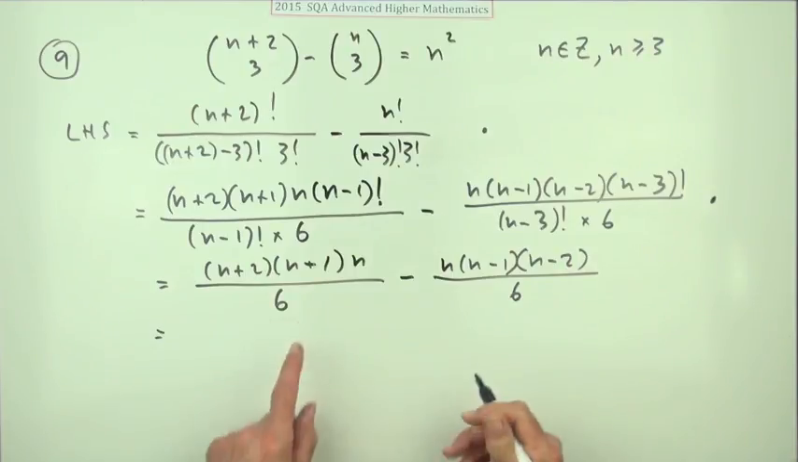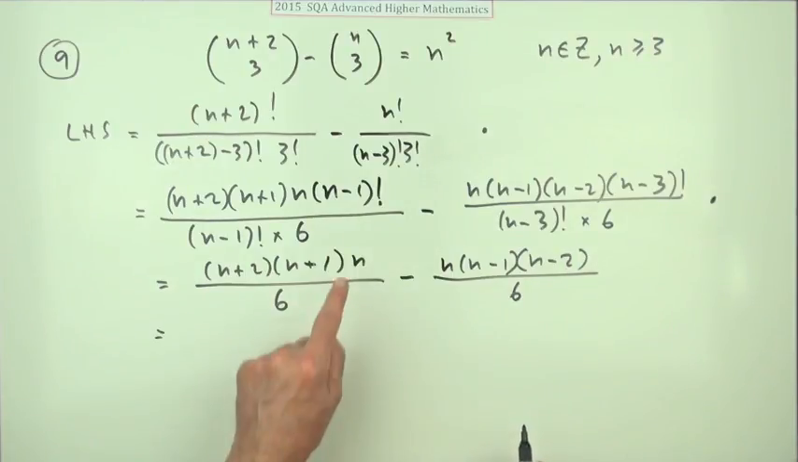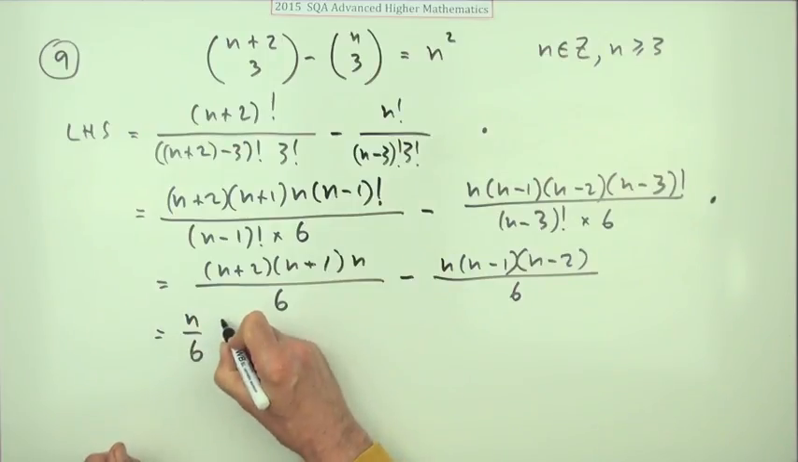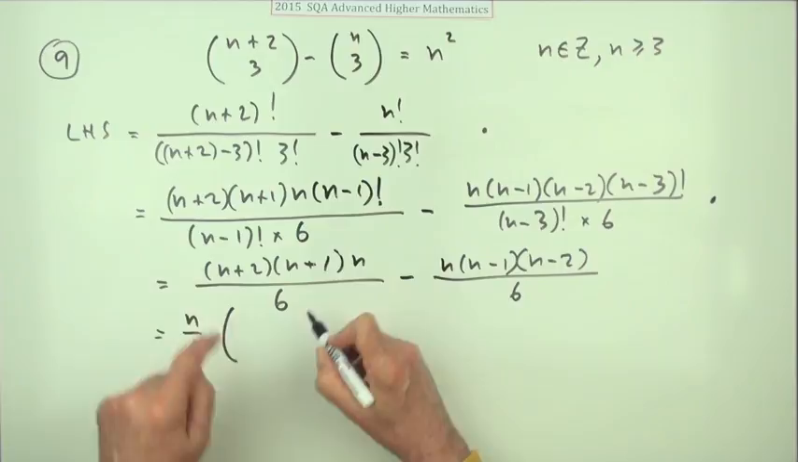So that means you've got, now take out some common factors. They both have got n, they both got over 6, and that's all they've got, so I've got n upon 6 times, that's just a wee quadratic there.